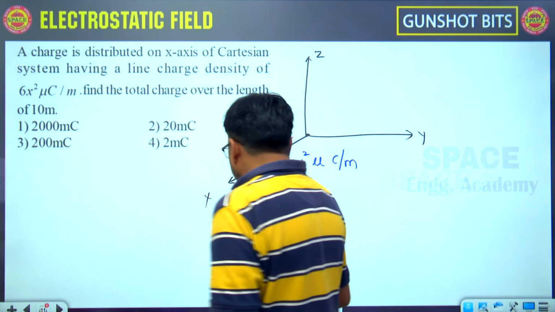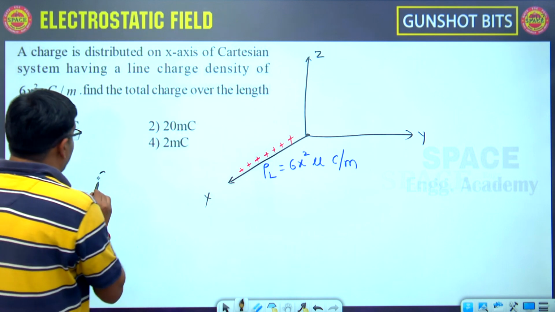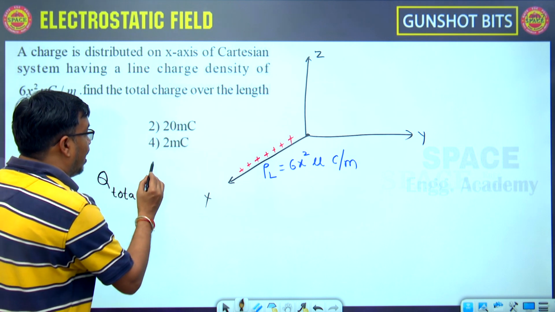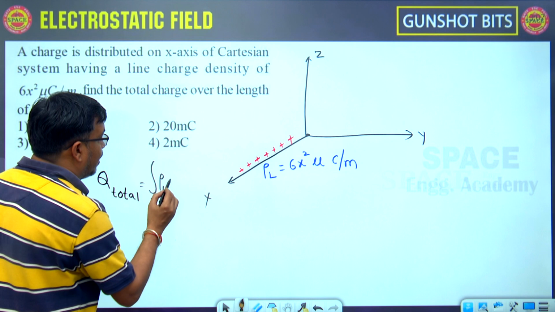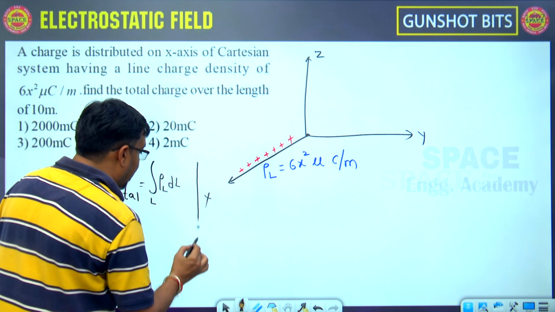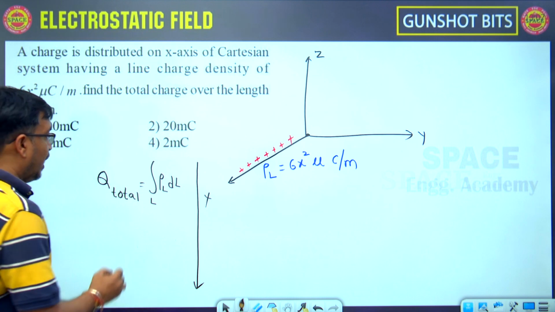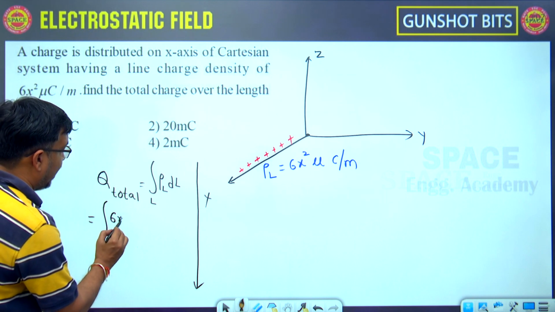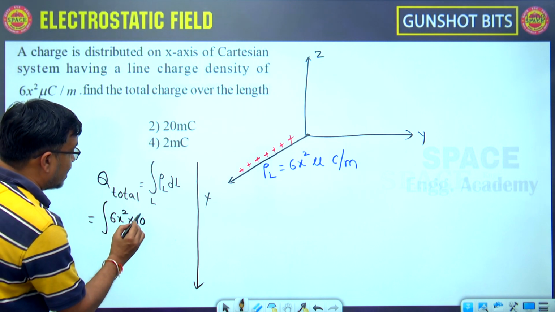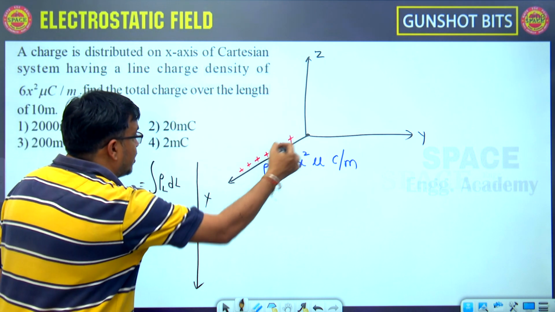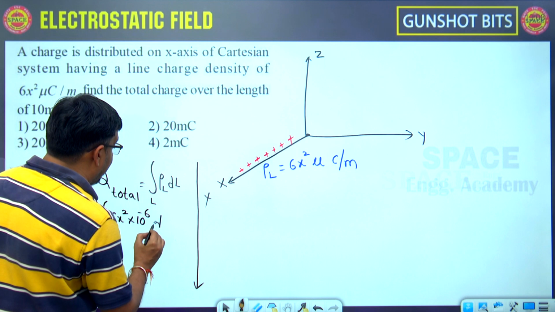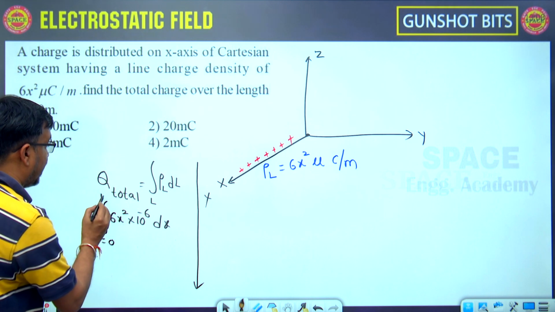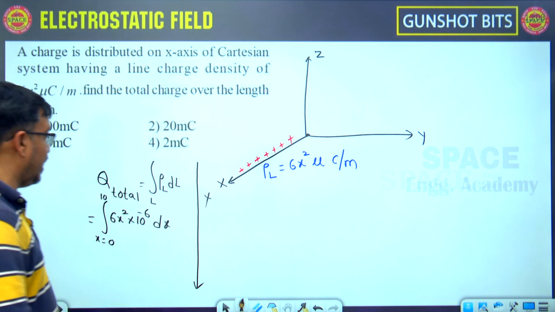So students, the total charge due to line charge density, the formula everyone knows: Q total equals the line integral of rho L dl. Here rho L is 6x square micro, that is 10 power minus 6, and the charge is distributed along the x axis, so I write dx. What are the limits? x equal to 0 to 10 meters is given.